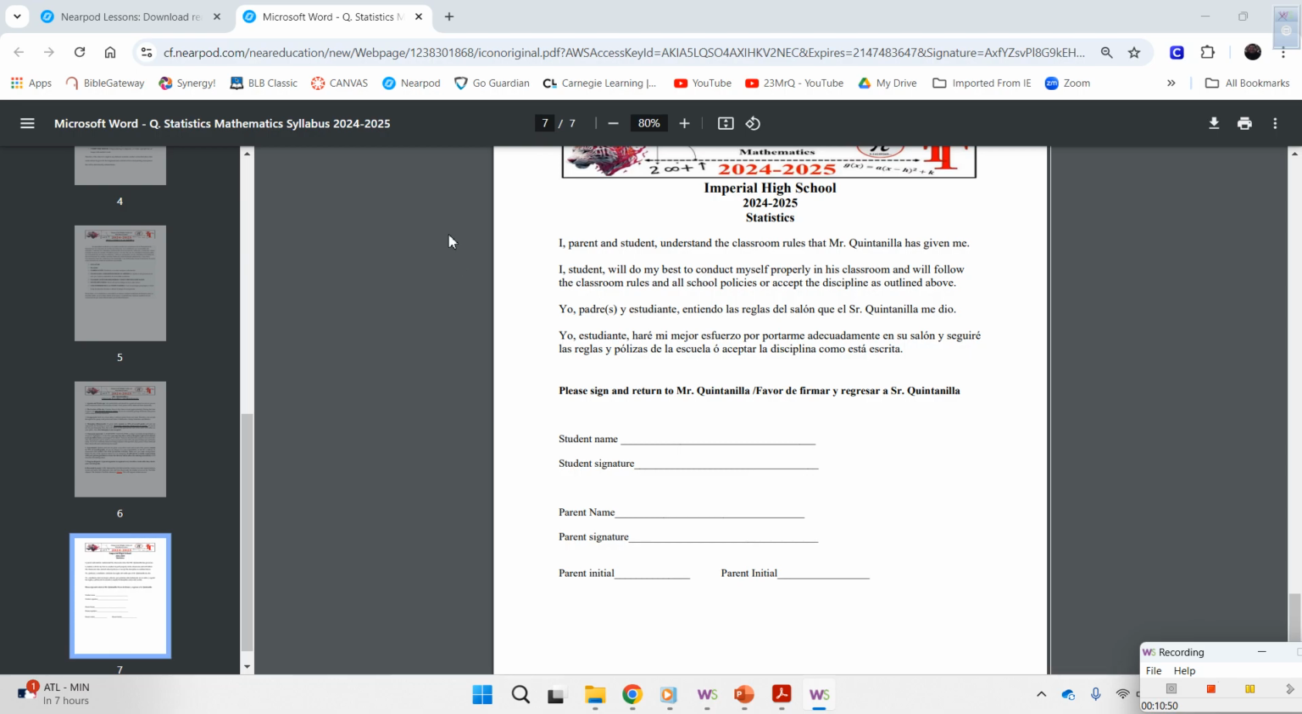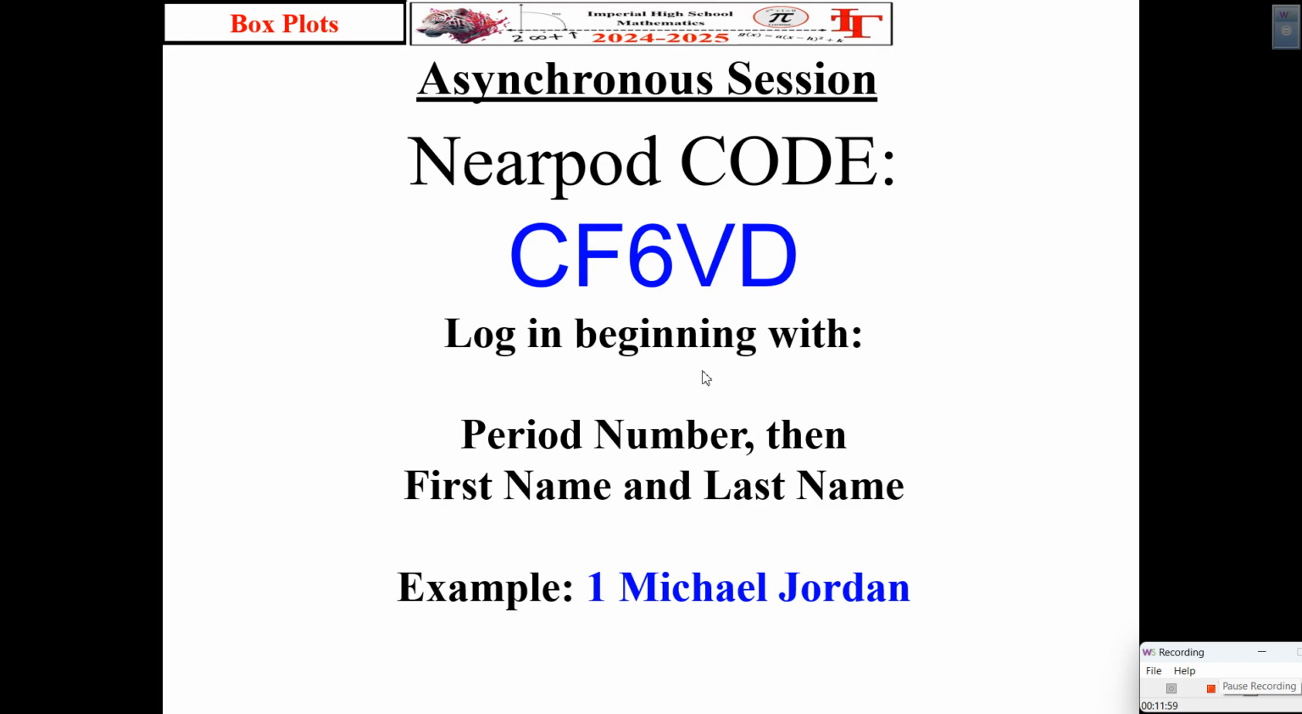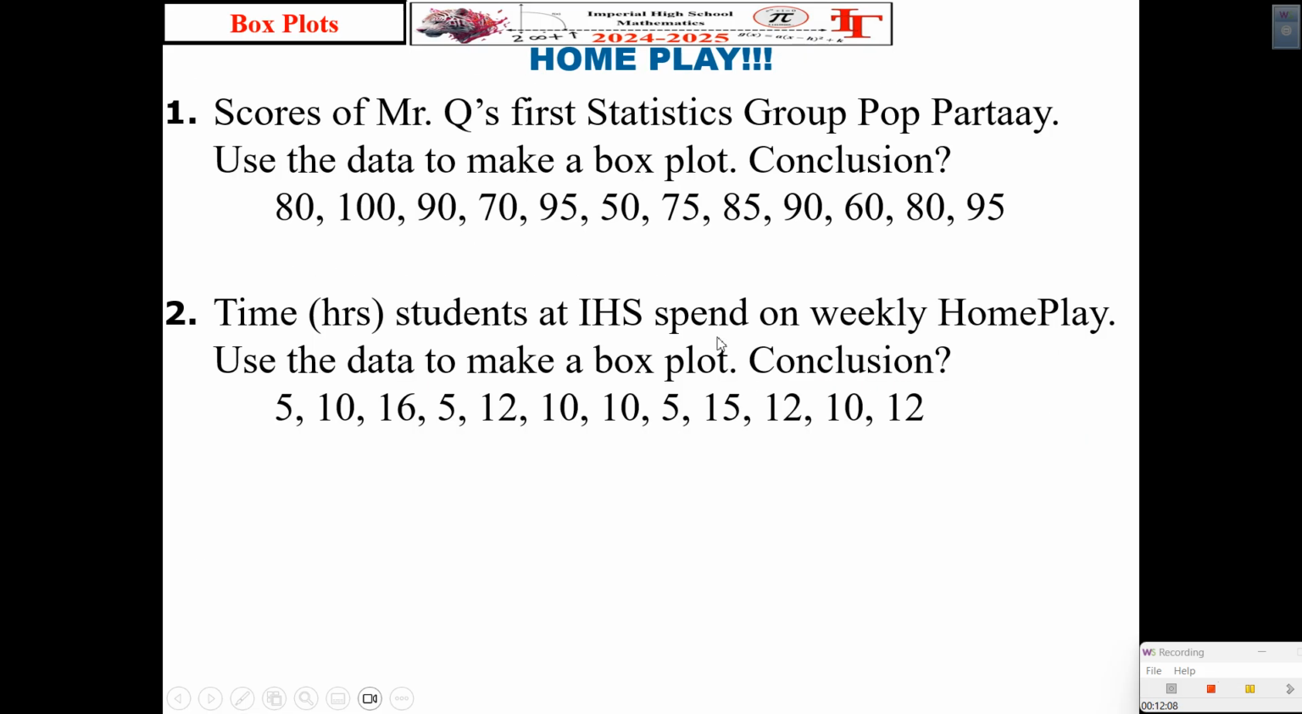All right, we good? Thank you. Let's move on. All right, here we go. So, once again, there's our code for tonight, so you can have access to the syllabi and the home plate. The home plate looks like this. It's only 2 problems. And you're going to see that it's cake. Choco flan, give me a little piece of cake of that.